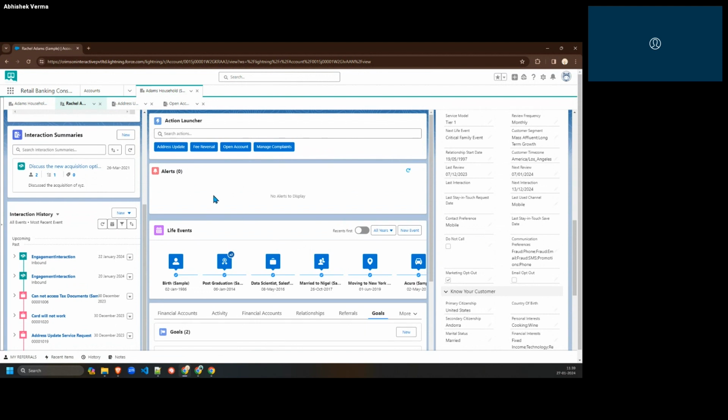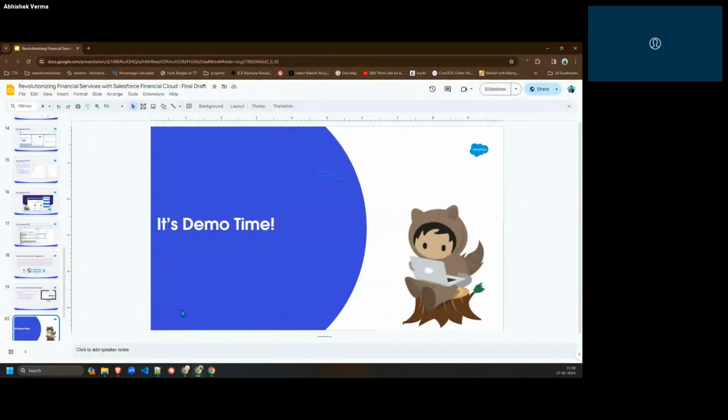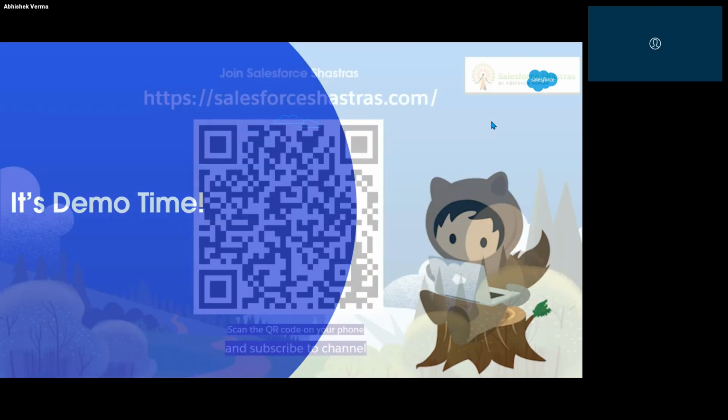So this is the overview of Financial Service Cloud, and this is what we have for Financial Service Cloud.